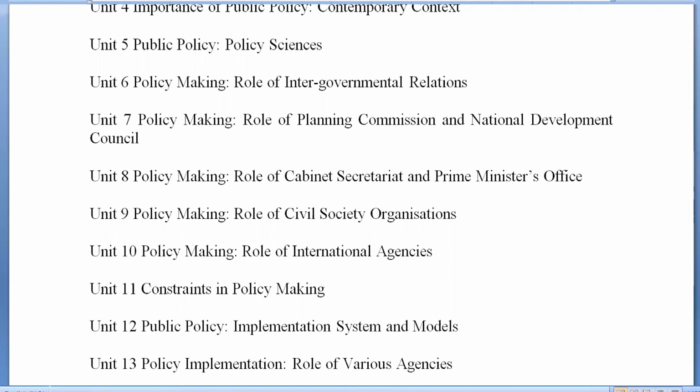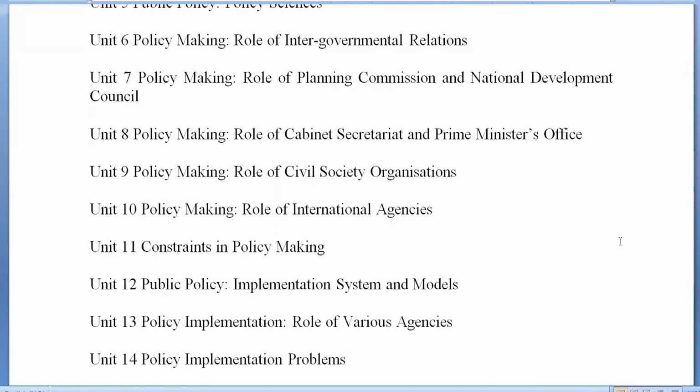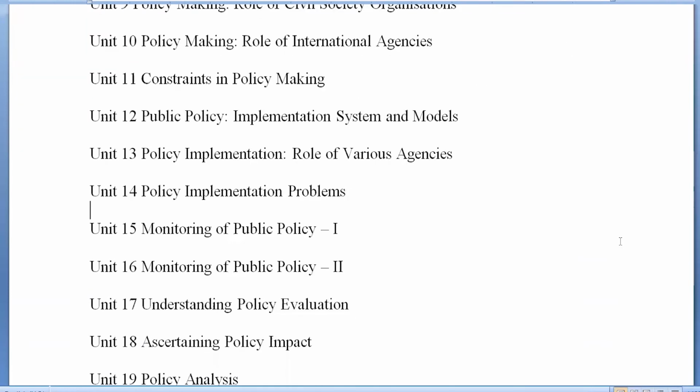Unit 7, policy making, role of planning commission and national development council. Unit 8, policy making, role of cabinet secretariat and prime minister's office. Unit 9, policy making, role of civil society organizations. Unit 10, policy making, role of international agencies. Unit 11, constraints in policy making. Unit 13, policy implementation, role of various agencies. Unit 14, policy implementation problems.